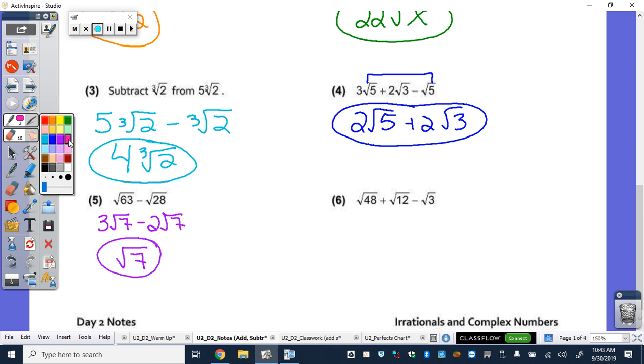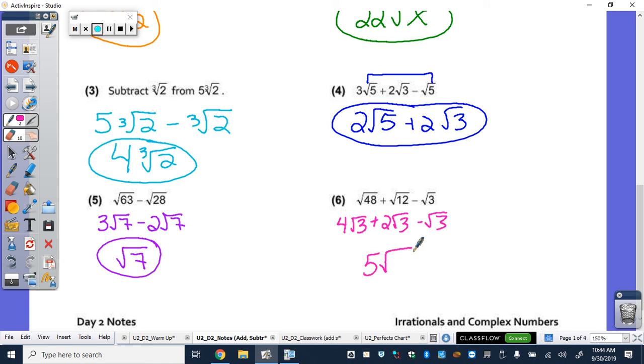So let's try it for number 6. Largest perfect square that goes into 48? 16. Square root of 16 is 4, so that becomes 4 radical 3. 16 times 3 gave us that 48. Largest perfect square that goes into 12? 4, and then I take the square root of 4, so that becomes 2 square root of 3. And then I can't simplify that radical 3, so that just stays as minus radical 3. So then 4 plus 2 minus 1 gives us 5 radical 3.